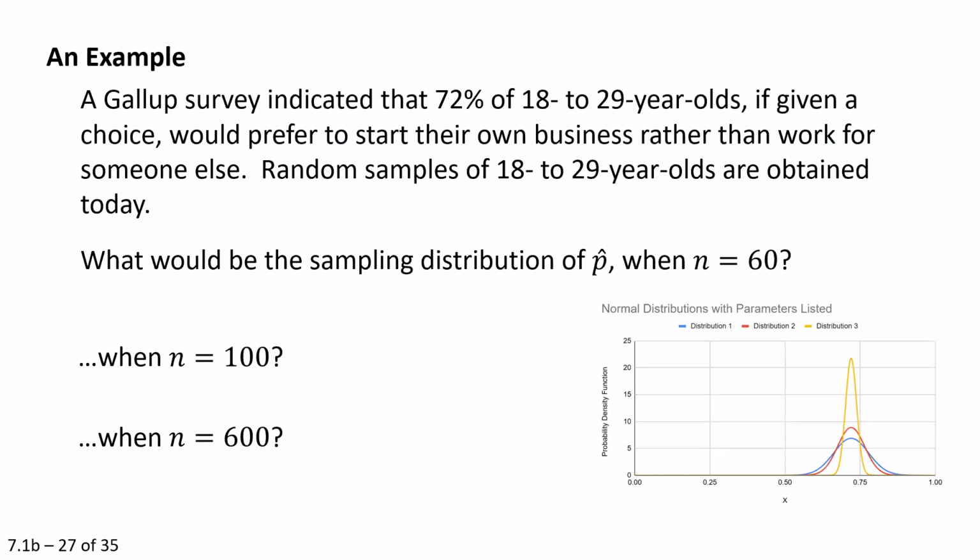Okay, so a Gallup survey indicated that 72% of 18 to 29-year-olds, if given a choice, would prefer to start their own business rather than work for someone else. So random samples of 18 to 29-year-olds are obtained today. What would be the sampling distribution when n equals 60? So let's assume that the Gallup survey has given us the right answer for all 18 to 29-year-olds. So this is not P hat. This is P. I'm assuming that the Gallup survey talked to everybody.